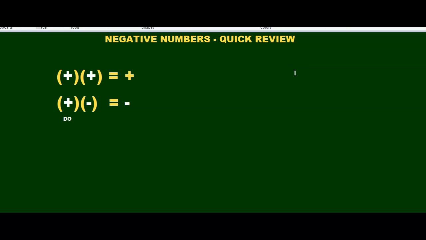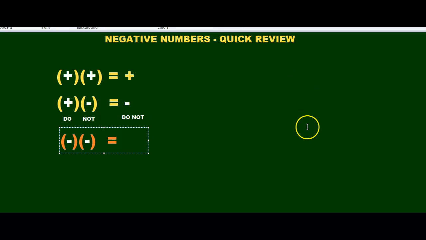The way I like to explain it is we think of a positive as do and a negative as not. So when you have a do and a not, you have do not, which is negative. When you have a negative multiplied by another negative, you think of it as a double negative. So, for example, in English, if we say don't not feed the fish, it actually means do feed the fish. So that would be a positive.